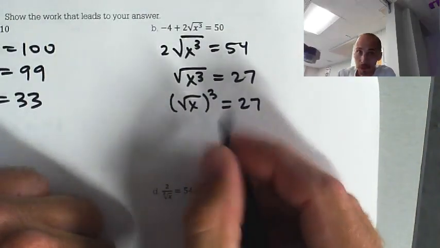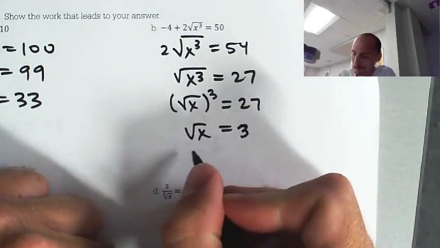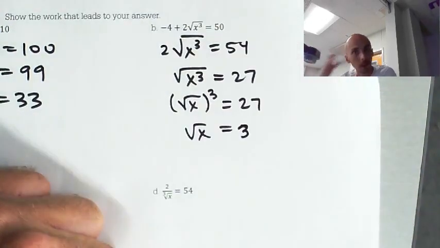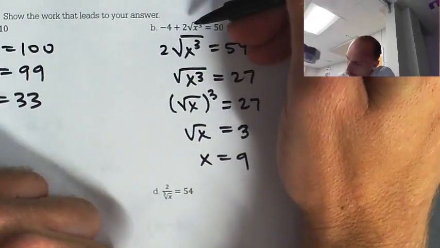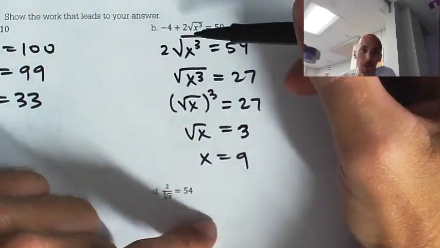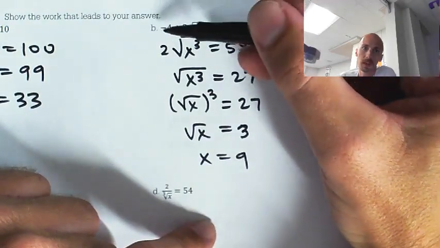Let's take the cube root first, bring this down to 3. Square root of x is equal to 3. Square both sides. Okay, so I got to check my answer. x equals 9. So the square root of x cubed, well, maybe I'll take the square root first. 3 to the third is 27, times 2 is 54, negative 4 plus 54 is equal to 50. I feel good about it.